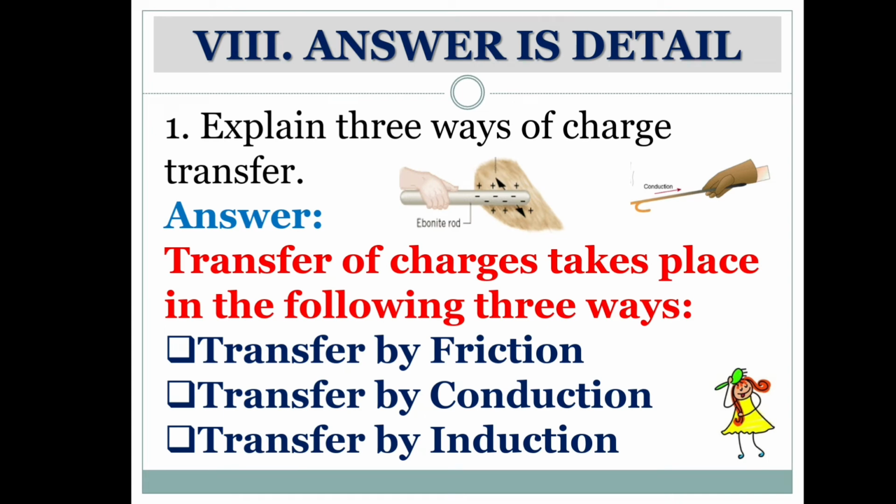Answer in detail. Explain 3 ways of charge transfer. The answer is, transfer of charges takes place in the following 3 ways: transfer by friction, transfer by conduction, transfer by induction. On each topic we have to discuss them elaborately.